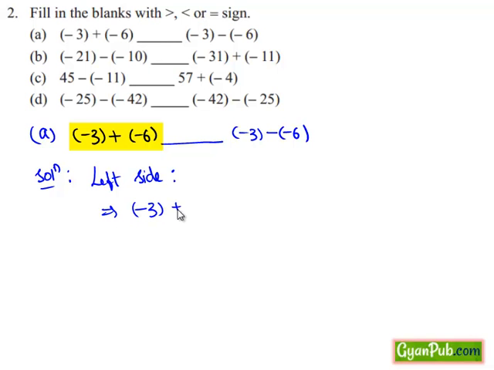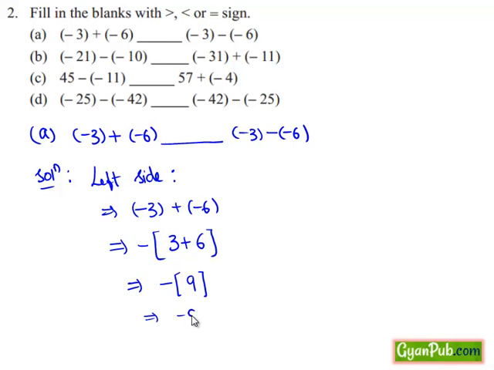-3 plus -6. When we are adding two negative integers, we'll take minus as common from both the numbers. Here also we are taking minus as common from both the numbers, from -3 and from -6. Here we get two positive integers for addition. They are 3 and 6. We know that 3 plus 6 is 9, so -9. On the left hand side, we get -9.